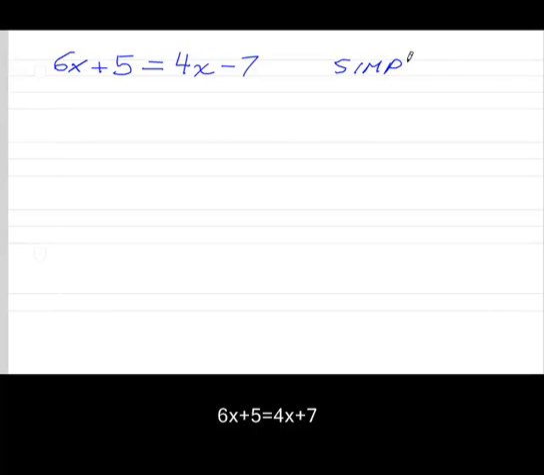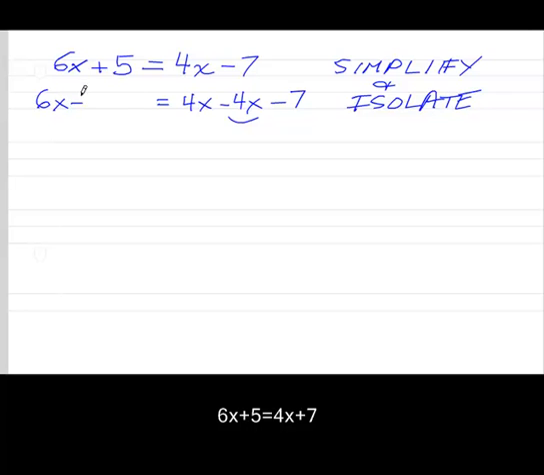I mentioned before the whole goal is simplify and isolate. What I mean by isolate is bring all the x's on one side, bring all the constants on the other, and then continue. So 6x, I want to get this 4x onto that side. If I subtract 4x on this side, I'll leave the minus 7 there. Since I did it to this side, I'm going to do it to this side, and we'll leave the 5 there. I'm not going to touch those yet.